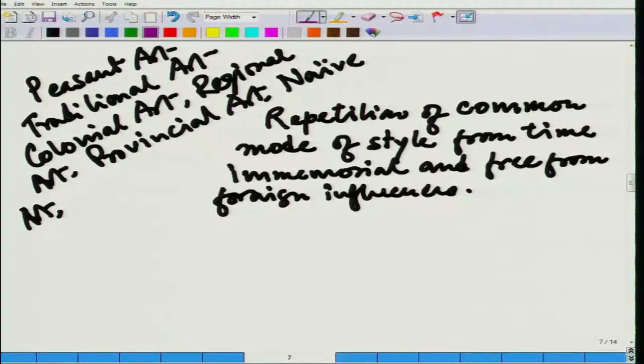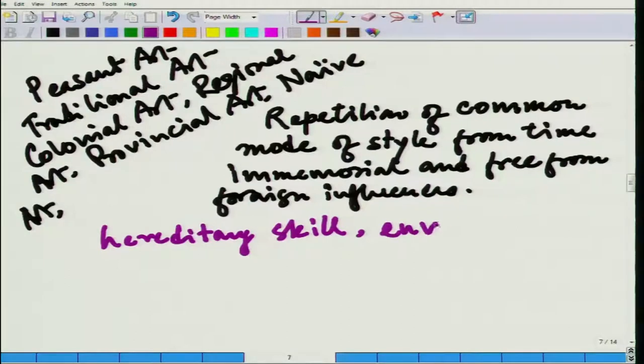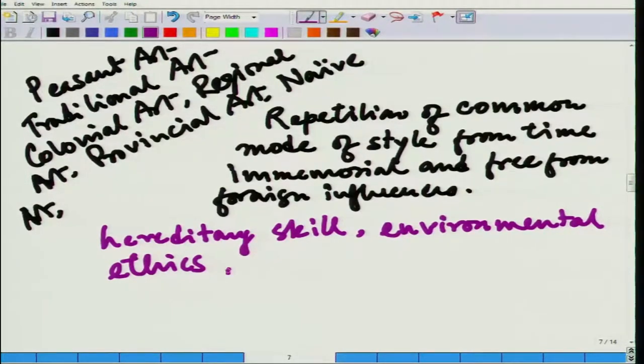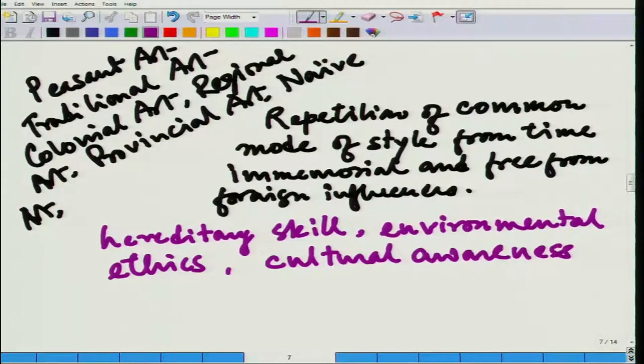So, the artistic impulse is matchlessly mingled with elements of natural endowment, hereditary skill, environmental ethics, and cultural awareness, that also ensures its cognitive qualities.